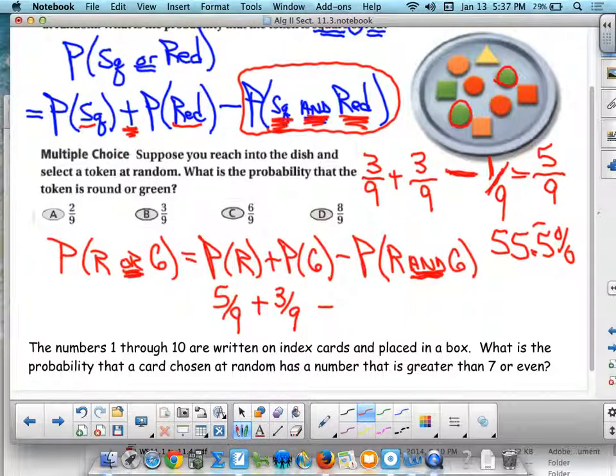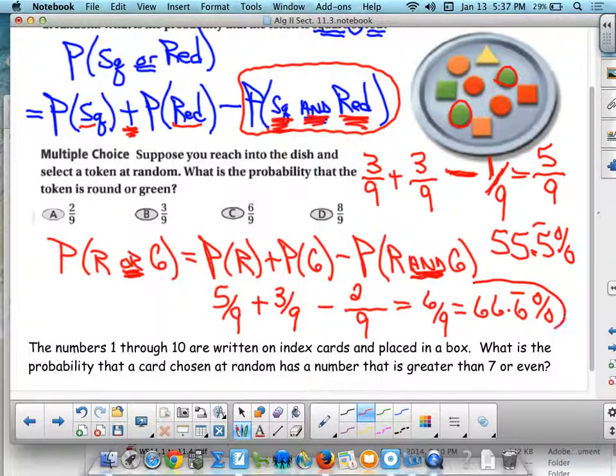So when it's not mutually exclusive, you have to subtract off the two that are round and green. So that would be minus 2 ninths. Answer? Let's see. 8 ninths minus 2 ninths is 6 ninths. And 6 ninths is 66.6 repeating percent. That's it.